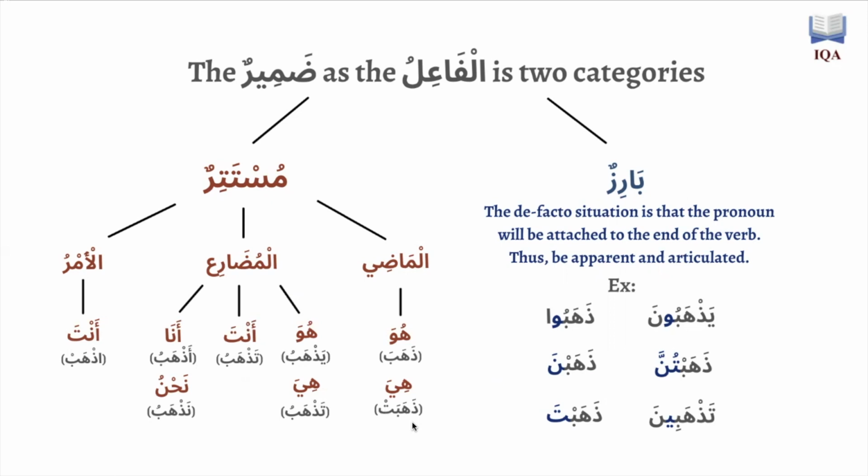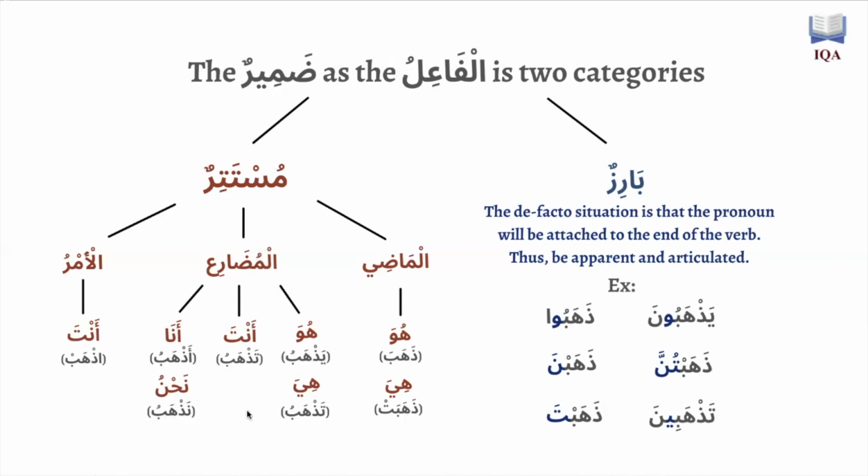It's hidden. The ta that you see at the end of dhahabat is not the fa'il. It's not the pronoun coming as a fa'il, but rather it's just ta ta'nith. It's the ta to show that the verb is in the feminine form. Instead of dhahaba, the ta in dhahabat is to show you that it's the feminine version of dhahaba, which is hiya. So the ta there is not the pronoun. Dhahaba means he went, dhahabat means she went. And these are the two scenarios in the past tense where the pronoun is going to be mustatirun.